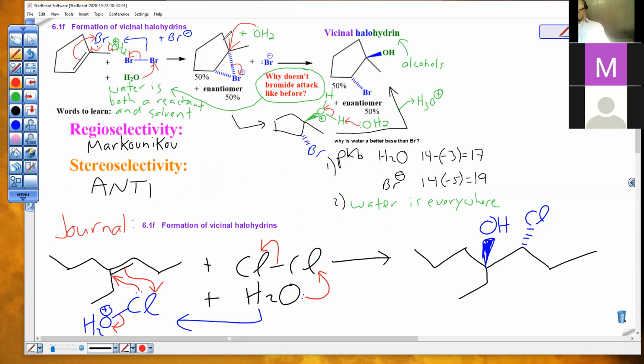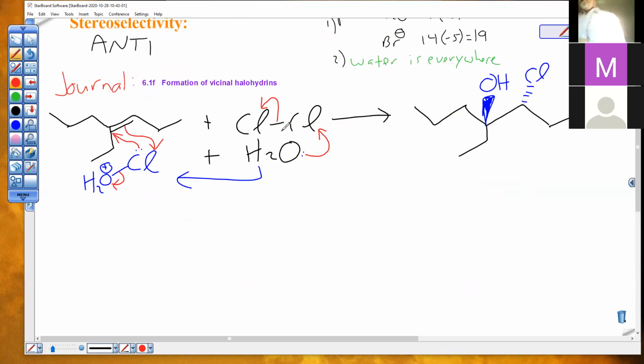So let's look ahead. We're going to draw our triangle, and then water's going to attack the more substituted carbon, and the carbon that got attacked is going to break its bond to the halogen. Halogen gets a lone pair. So let's draw our triangle. We'll put it right here.